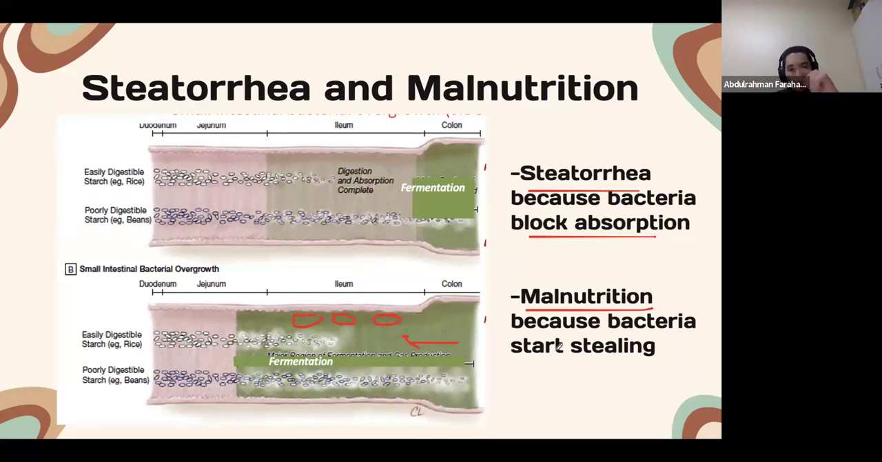But there's also another reason for malnutrition. Malnutrition would happen because the bacteria would start stealing the food particles you haven't digested or picked up yet. For example, leftover glucose and galactose here, the bacteria would start eating it up, and now it blocked the absorption and it's stealing your material. It's destroying everything. So, when you speak about small intestinal bacterial overgrowth, think of these two things: steatorrhea and malnutrition. Cool.